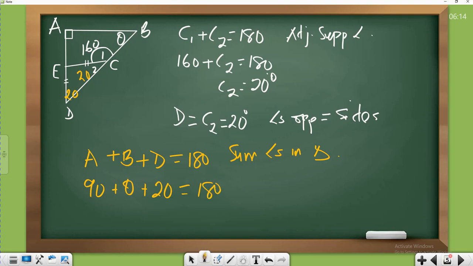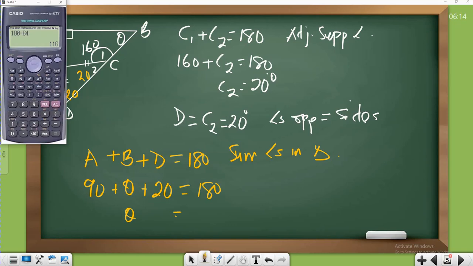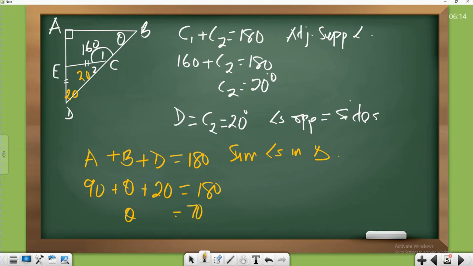So what do we do? Can we move the other angles over to the other side? So 180 minus, if I throw the 90 over, and if I then throw the 20 over, 70 degrees. Beautiful. And that's it. So sometimes you've got to find certain angles to use them to find the other angles. All right, beautiful question. Let's look at another one quickly.